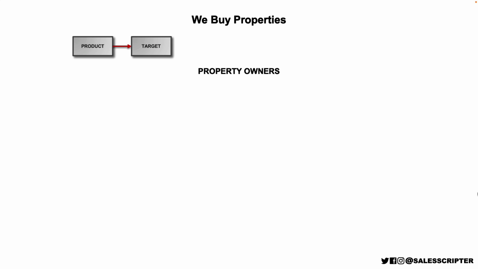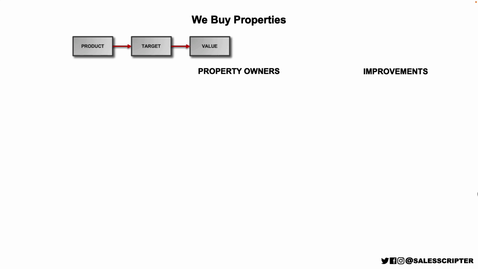And then once you identify what you're trying to sell and who you're trying to communicate to, the next step in our process is to think about what are the improvements that you can deliver to that target audience by providing them with your product. So how can we help property owners?